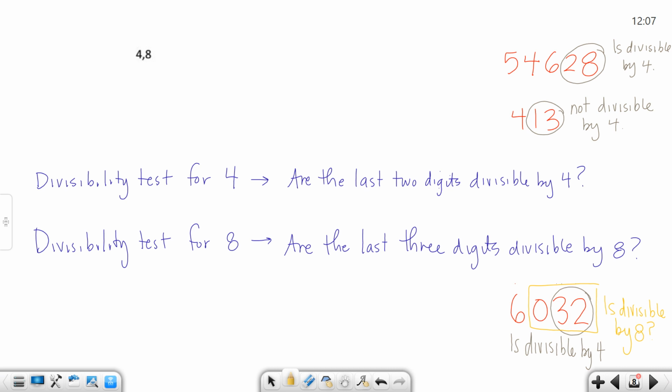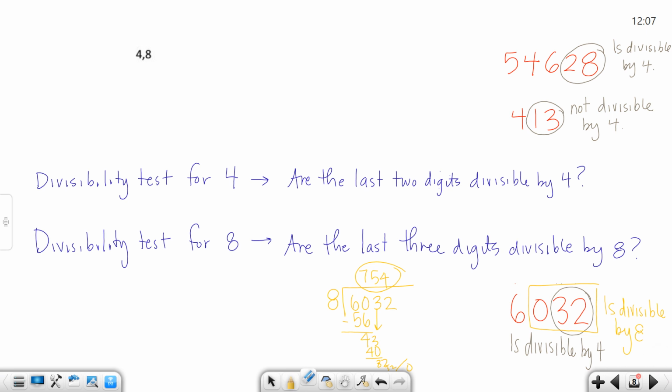Now you'll ask the question, why don't you just divide it? Well, on your test, I'm not going to know any different. So if you wanted to take this and see if it was truly divisible by 8, you could. So 8 times 7 would be 56. 8 times 5 would be 40. And 8 times 4 would be 32. You get no remainder. So truly, 6,032 is divisible by 8 because it divides evenly.